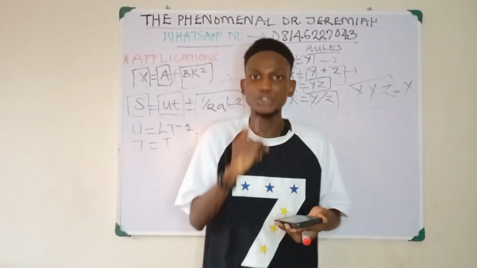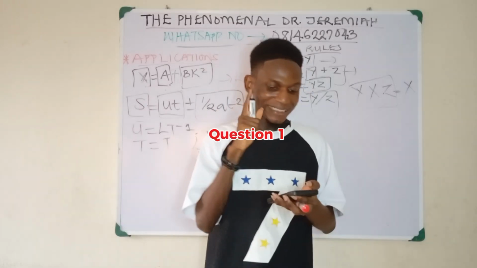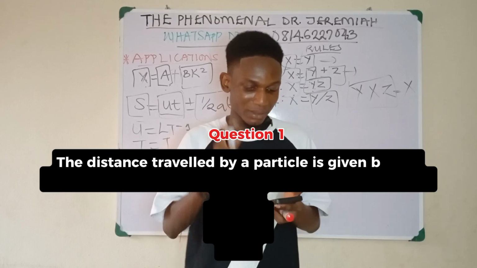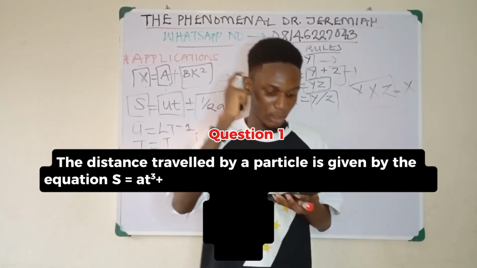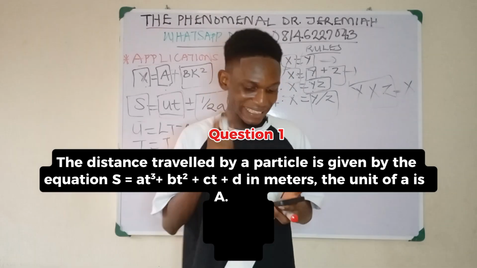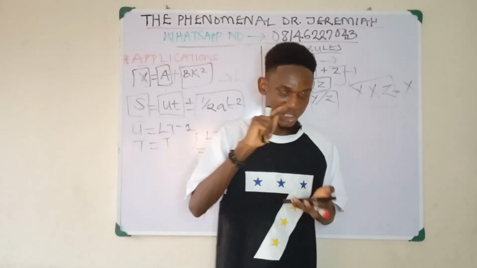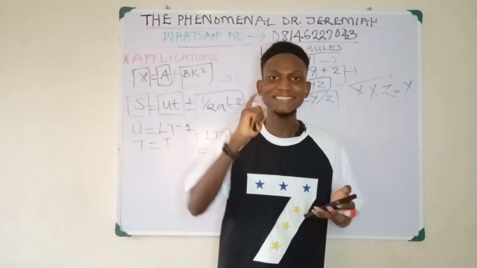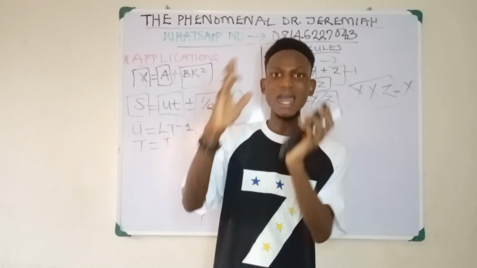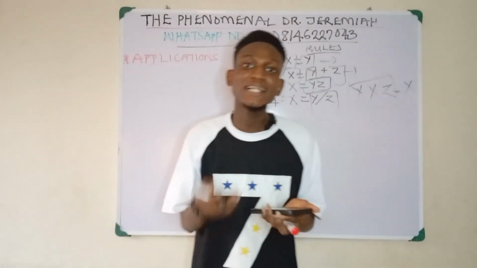If you're showing on your screen, as I read it, just read it on your screen also. The question says the distance traveled by a particle is given by the equation S equals AT cubed plus BT squared plus CT plus D in meters. The unit of A is dash. Now let's quickly solve this question and see how this principle of homogeneity works. The question said look for A.